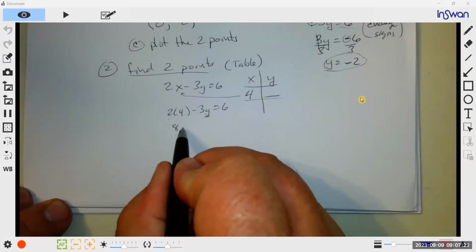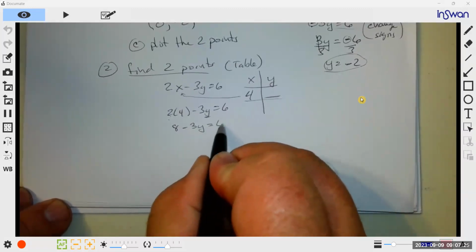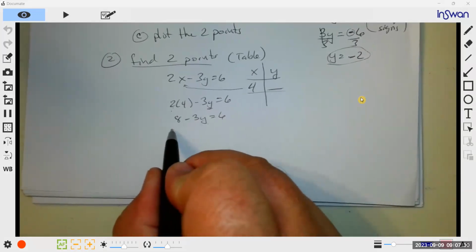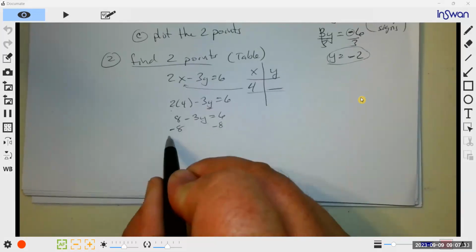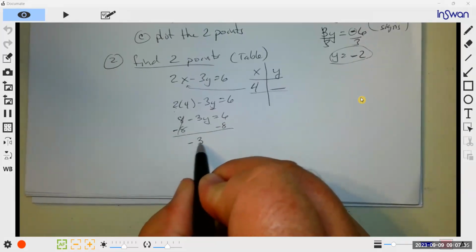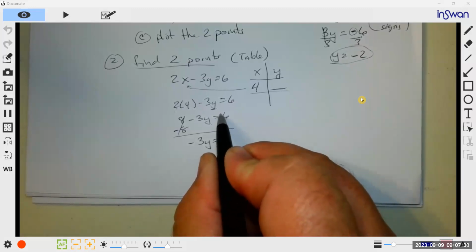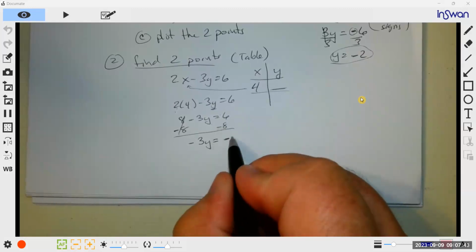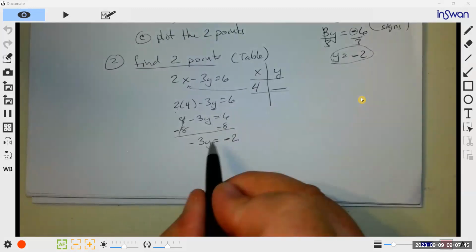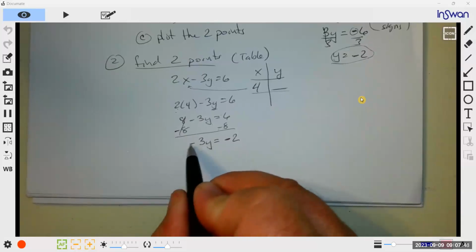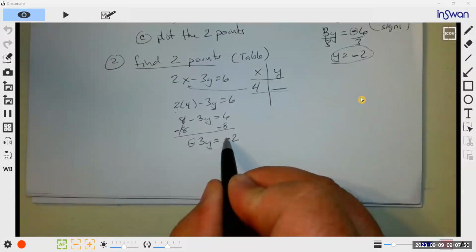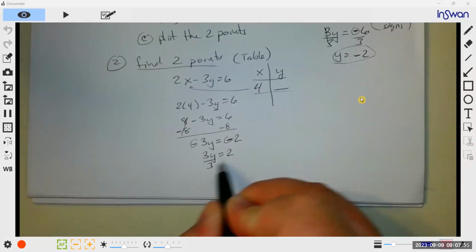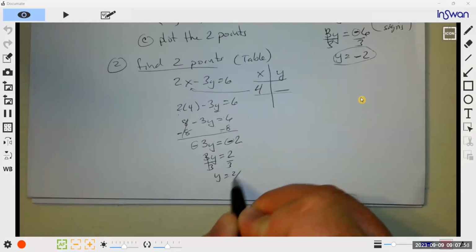2 times 4 is 8, minus 3y equals 6. We have to get the y by itself, so we have to get rid of the 8. So we subtract 8 from both sides. Negative 3y. 6 is positive, 8 is negative. 8's bigger, so the answer is negative. 8 minus 6 is 2. Remember, now we're solving for y. There's no plus or minus left in there, so we change the signs and divide by 3. So y equals 2/3.